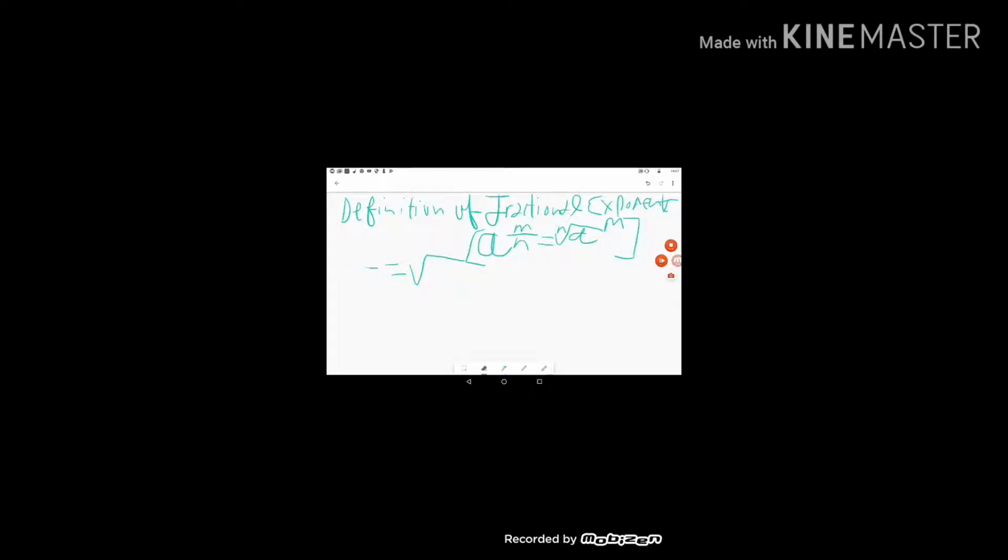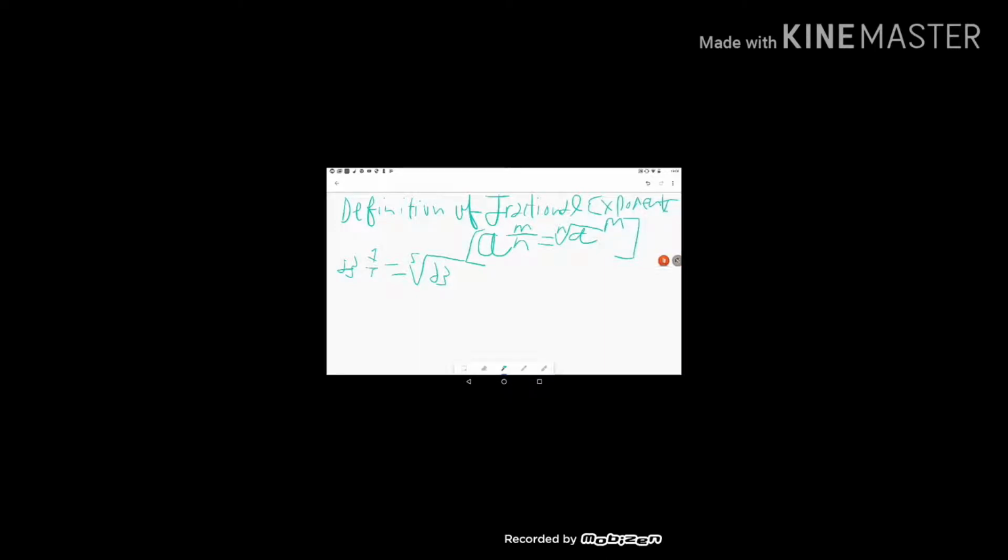Okay, one more example. Let's say you had 23 raised to the 1/5 power. They want you to rewrite this as a radical, so as before, you take your n, set it to the root, then you take your a, which is 23 in this case, and put it inside the radical. And our m is 1. And there you have it, the 5th root of 23.